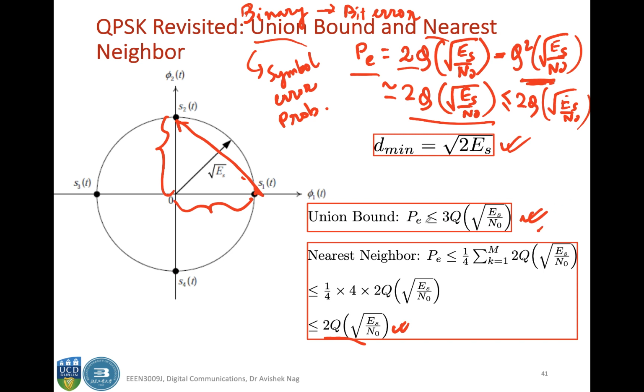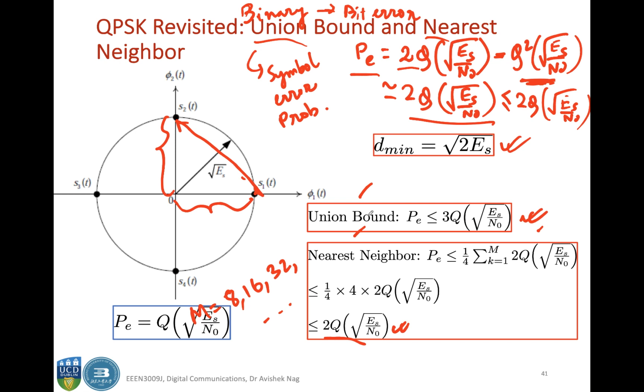Okay, so see how for QPSK what we actually calculated matches with the bounds that we have learned right now. And for higher order modulation schemes, for M equal to 8, 16, 32, whatever, you can easily apply this union bound and nearest neighbor and find out an estimate or an approximation of the probability of error.